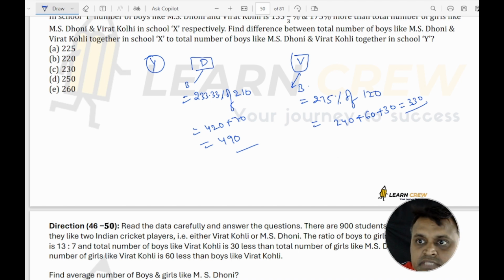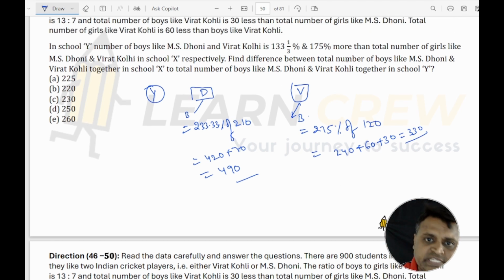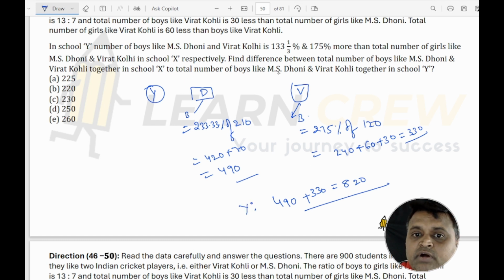Now what is asked here? Finally, what is the question asked? Find the difference between the total number of boys who like MS Dhoni and Virat Kohli together in school X and school Y. 490 plus 330 is 820. That is the total number of boys in school Y.